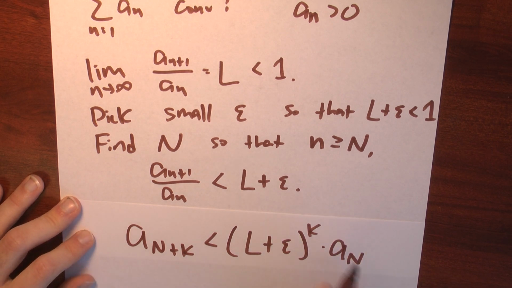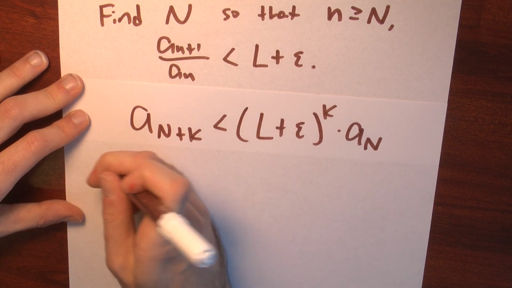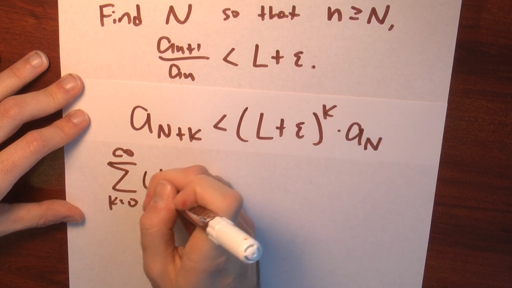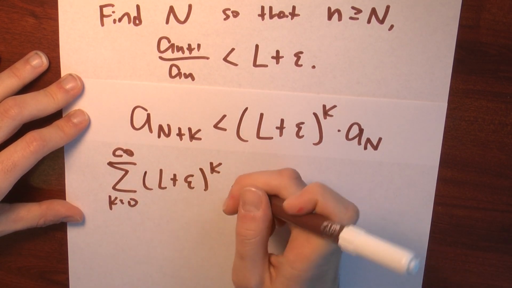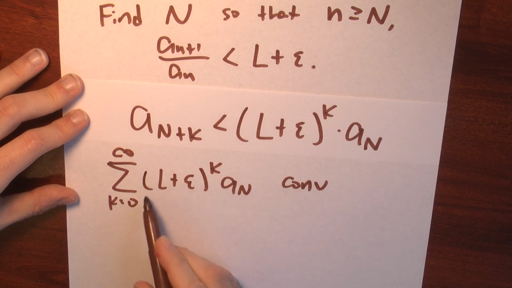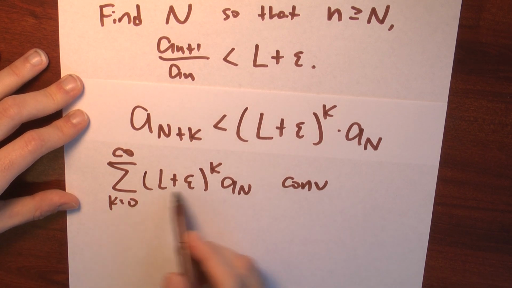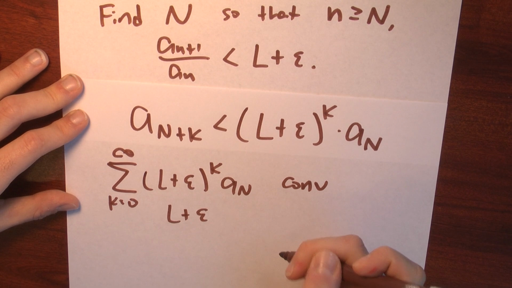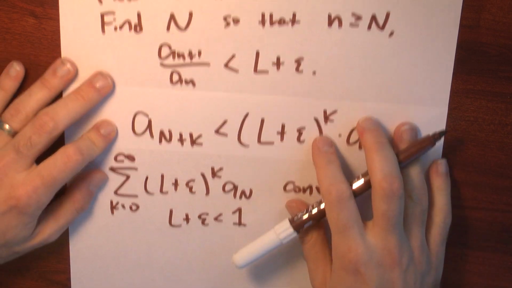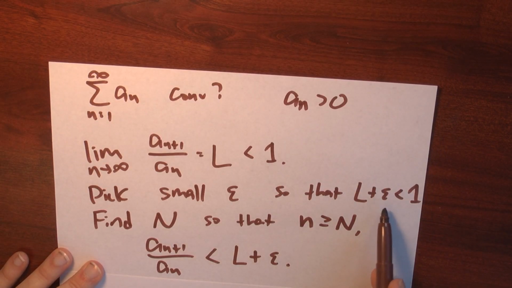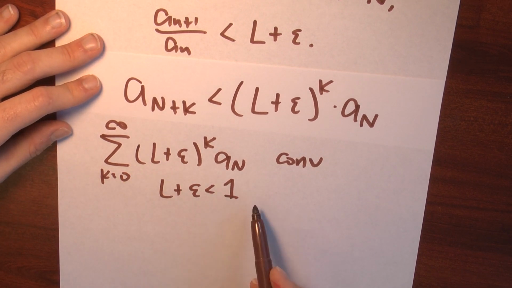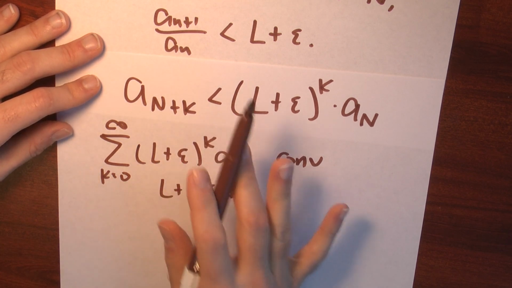Now, how do I use this? Well, the sum as k goes from 0 to infinity of (L plus epsilon) to the k times a sub N converges. And why is that? This is a geometric series with common ratio L plus epsilon, but that common ratio is less than 1. That's exactly why I picked epsilon so small up here. So I've got a geometric series with common ratio less than 1, so this series converges.